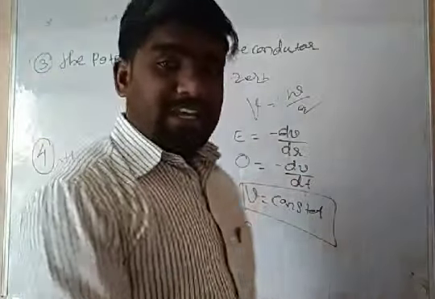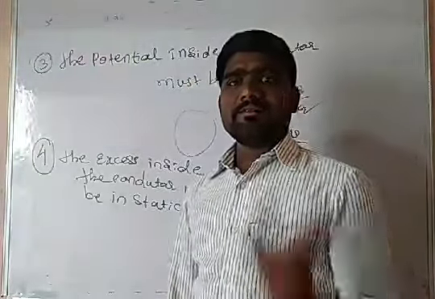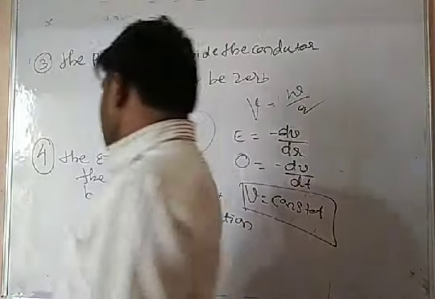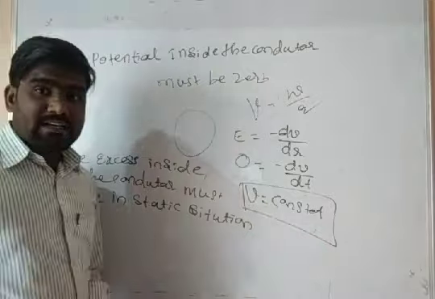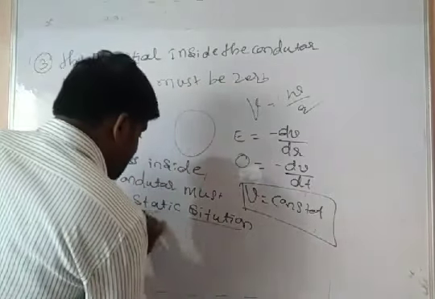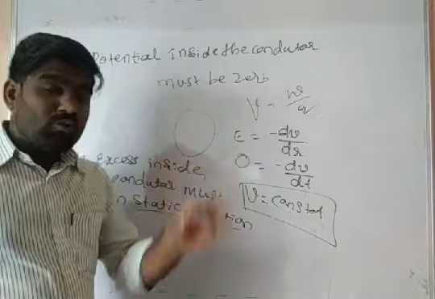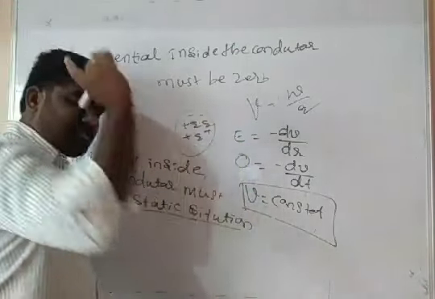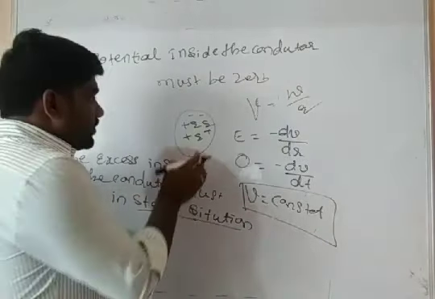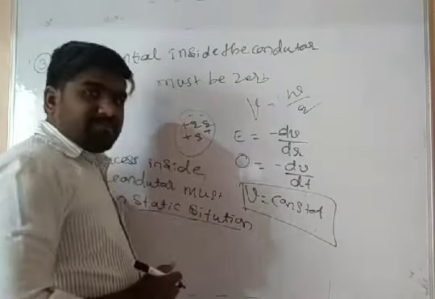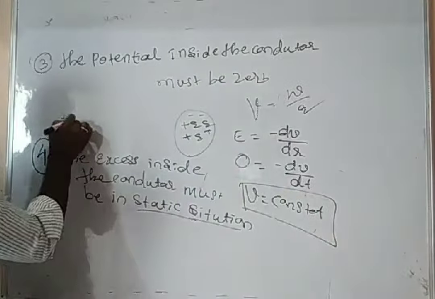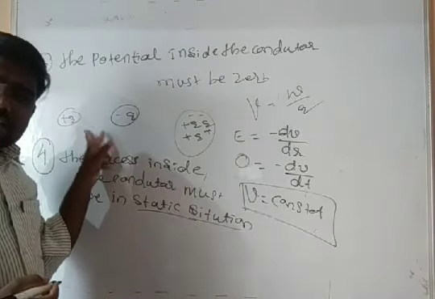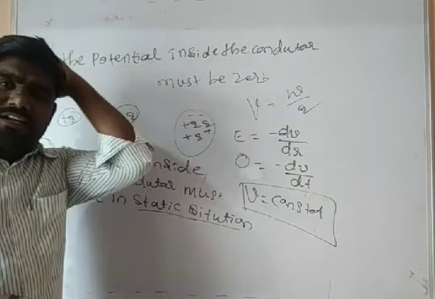So there will be charges inside the conductor, but the electric field must be zero. Whatever charges are present inside the conductor are in a static situation, they may not move. See here, there will be positive charges as well as negative charges. Here is your positive charge, here will be your negative charge. These are in a static situation without any electric field applied.